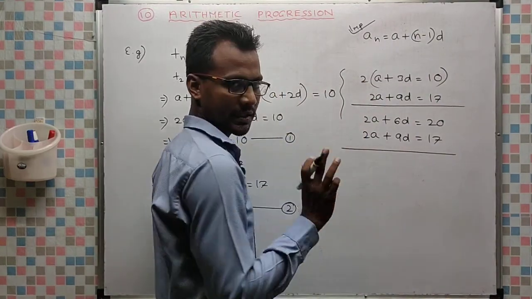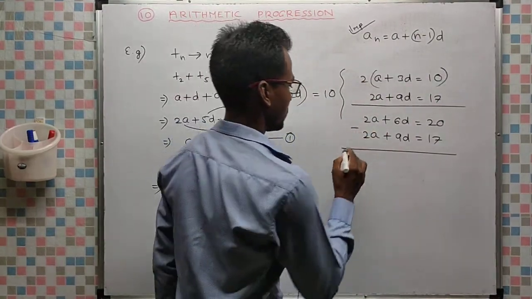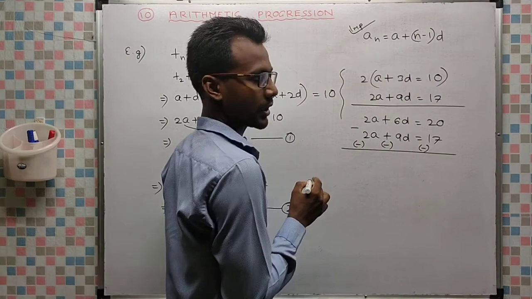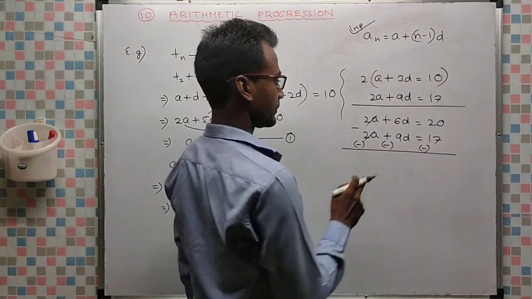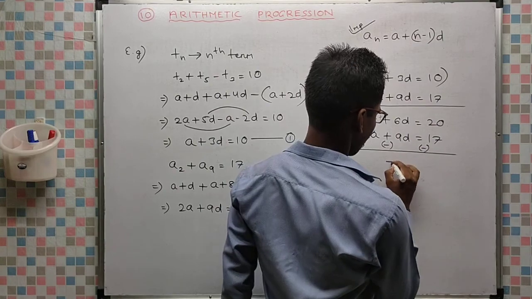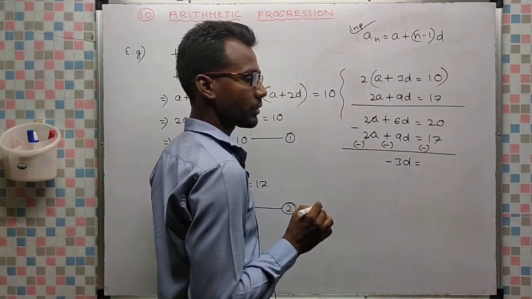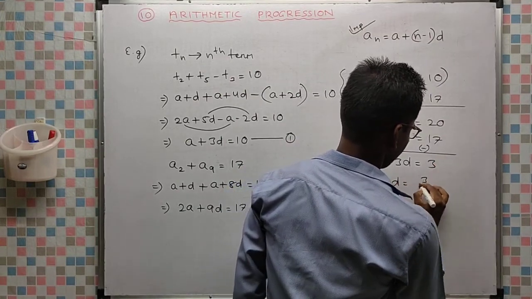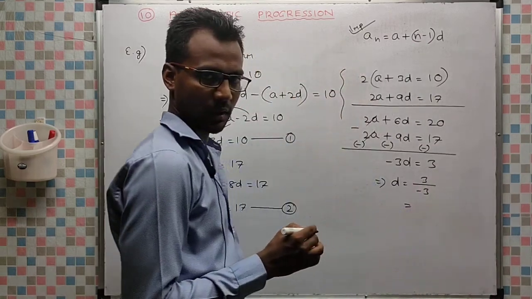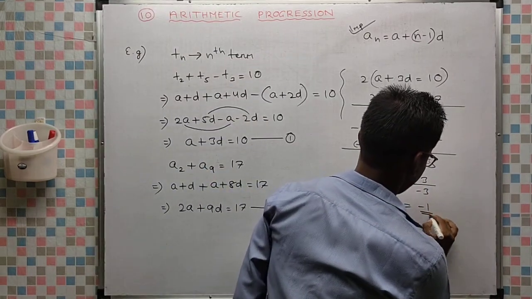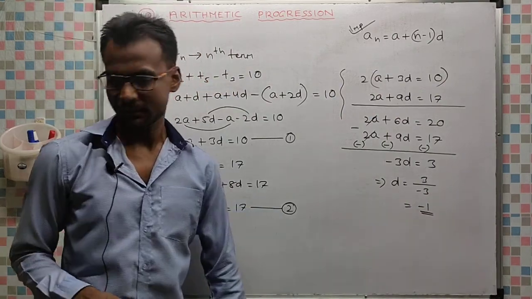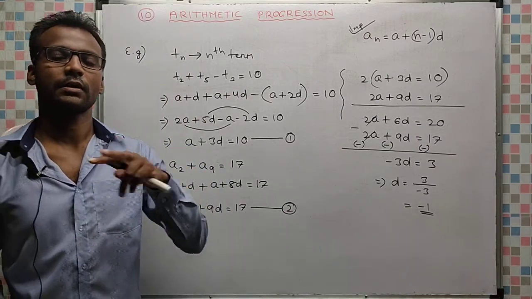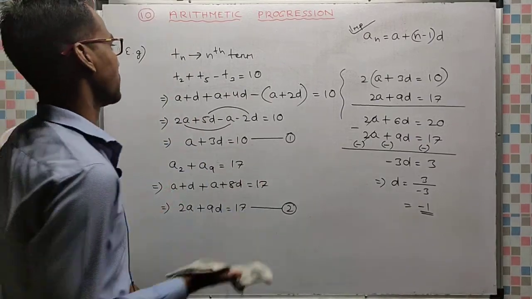Now how to cancel these two? Same sign, so put minus. Minus, minus, plus, minus. So 2A cancels. 6D minus 9D is equal to minus 3D. 20 minus 17 is equal to 3. D is equal to 3 by minus 3, which is minus 1. So we got D. Next our target is A. A and D are very important in this chapter. If you get A and D, you will get everything. Next let us find A.